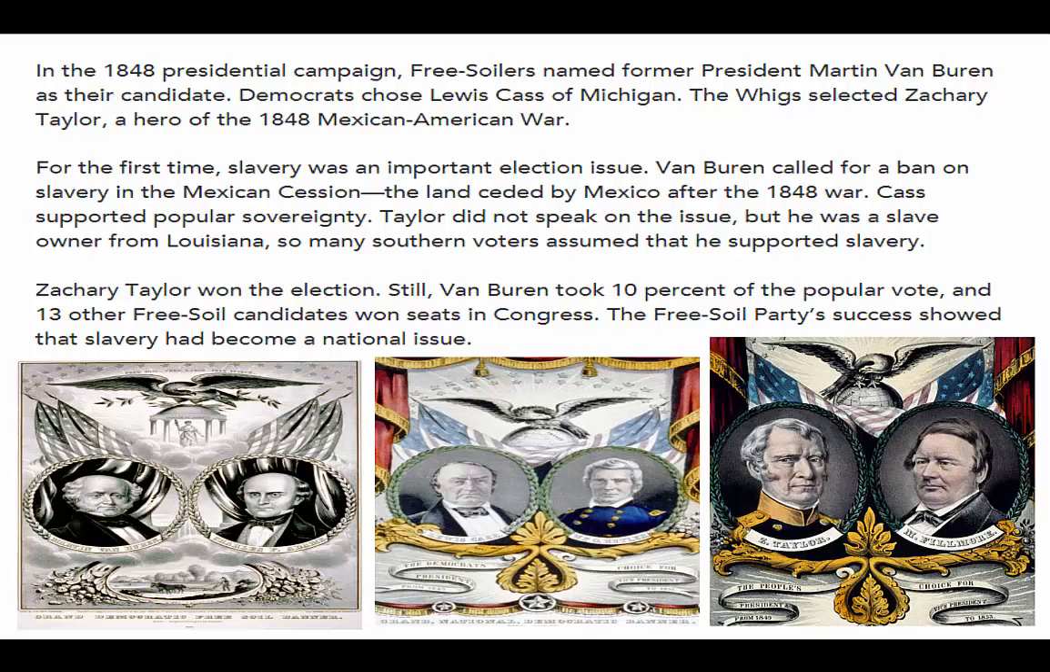What party did they represent, and what was their stance on slavery? Well, first of all, we have former President Martin Van Buren representing the Free Soilers, and their policy towards slavery was no slavery in the Mexican Cession. Secondly, you had Lewis Cass representing the Democrats, and he believed in popular sovereignty: let the people vote in those territories whether or not they would have slavery.